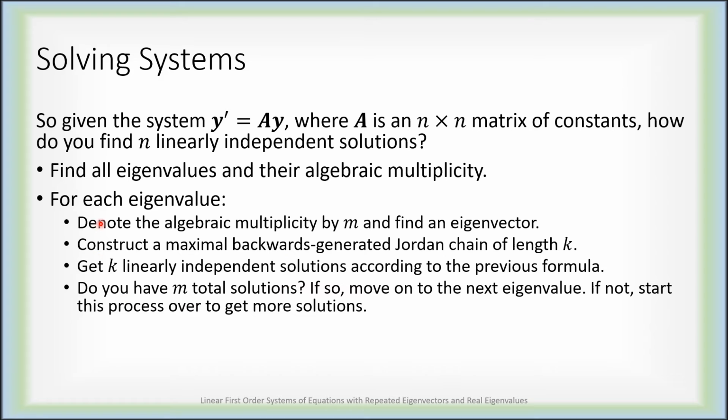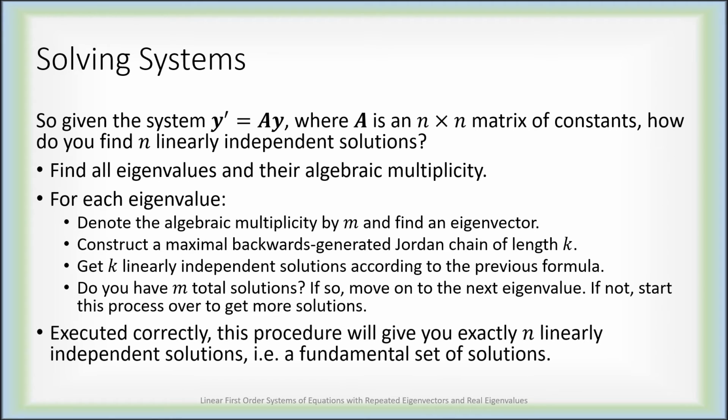If you don't, go back to this step and find another eigenvector corresponding to this eigenvalue, which is linearly independent from the first one you found. Then repeat the process of generating Jordan chains and so forth. So pick an eigenvector, make a Jordan chain. Do you have enough solutions? If yes, move on. If not, find another linearly independent eigenvector and make its Jordan chain, and so forth and so forth. If you execute this procedure correctly, you will get exactly n linearly independent solutions. In other words, a fundamental set of solutions to the original equation.